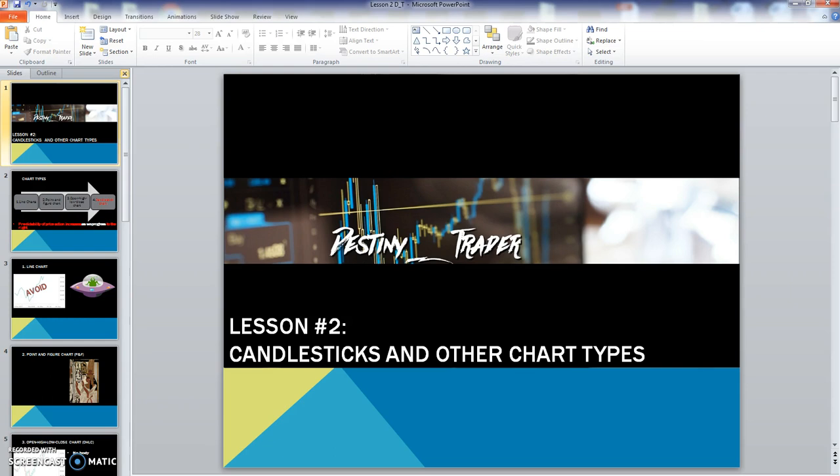So let's begin with this week's lesson. Candlesticks and other chart types. Just as a reminder, the key things I want you to take away from these slides are in red. The rest is there for your information.